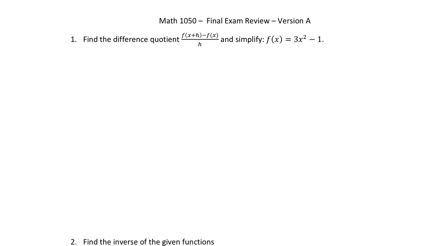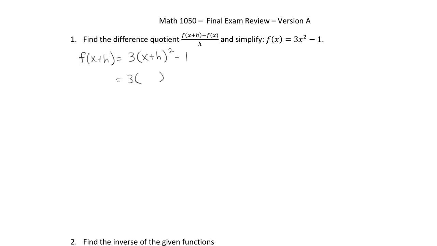So what I'm going to do is actually focus on this little piece first, f of x plus h. Well, I'm going to do this separately. F of x plus h means that x plus h becomes an input in for x. So this is going to be 3 instead of times x squared is going to be times x plus h squared minus 1.